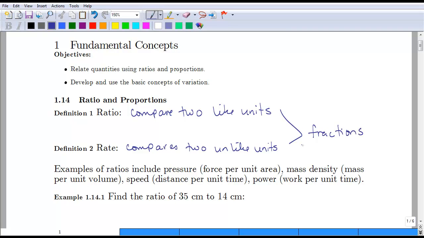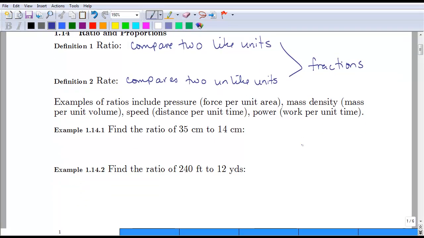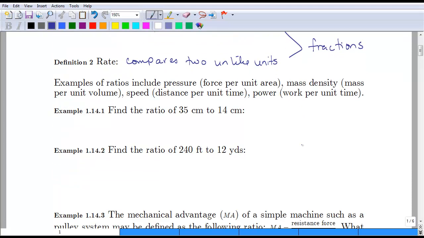these two units. So, for example, if we want to find the ratio of 35 centimeters to 14 centimeters, then we would just write it as such: 35 centimeters compared to 14 centimeters. Now again, these are like units, so those centimeters will divide to be 1, and then we can reduce this fraction. These are both divisible by 7, and we're left with 5/2 as our ratio.